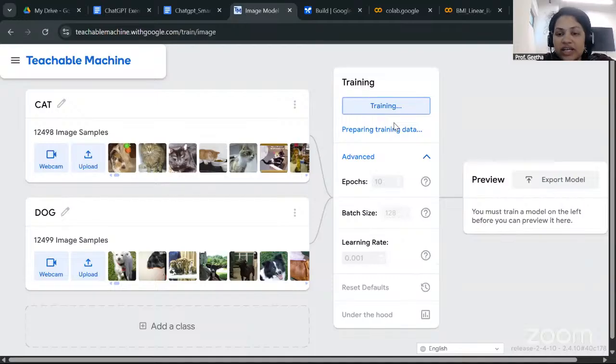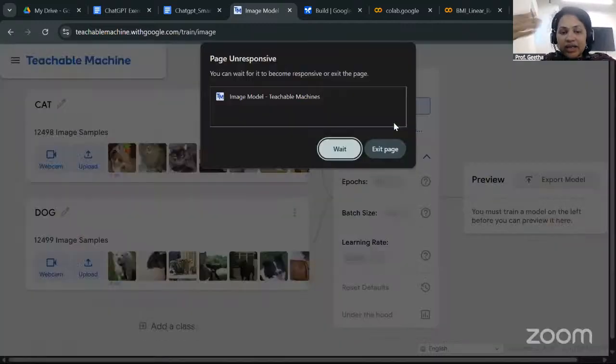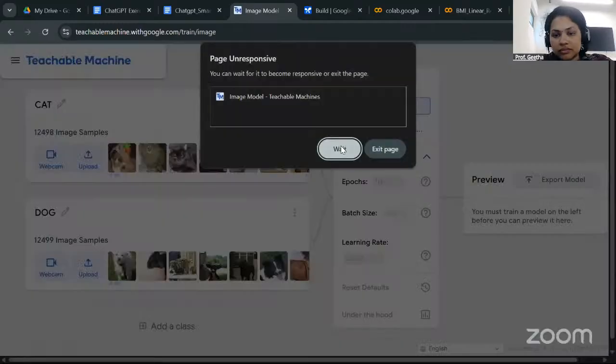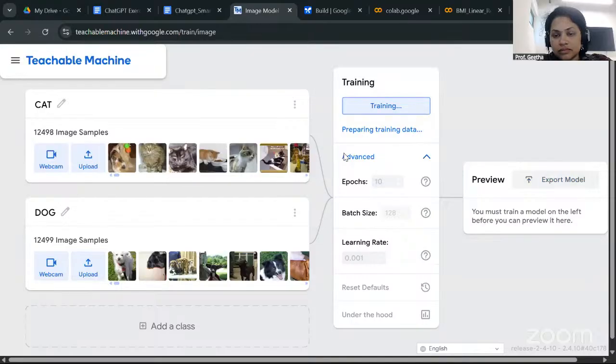Now it is training, in the sense it is picking up all the images. Since I have set the epochs as 10, all the images will be run completely 10 times so that it learns the hidden features. Okay, meanwhile, let the training happen.